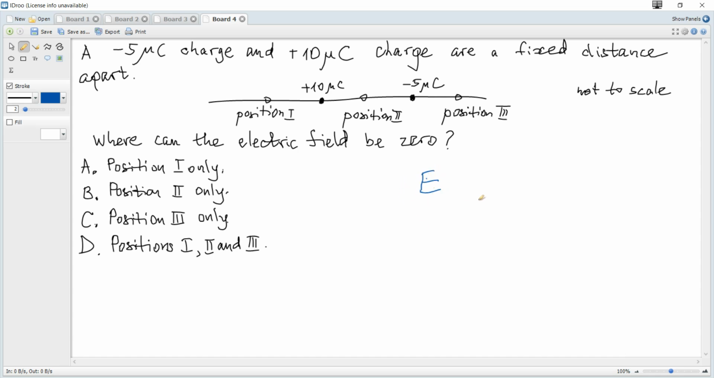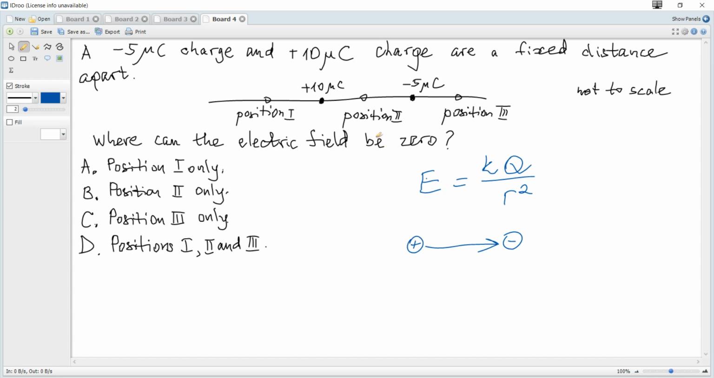It is denoted by E and its magnitude is equal to some constant multiplied by charge and divided by distance squared. So it's directly proportional to charge and inversely proportional to distance squared, and it's a vector quantity and is directed from plus to minus. And if there are two or more vectors, the resultant vector should be found as the sum of vectors.